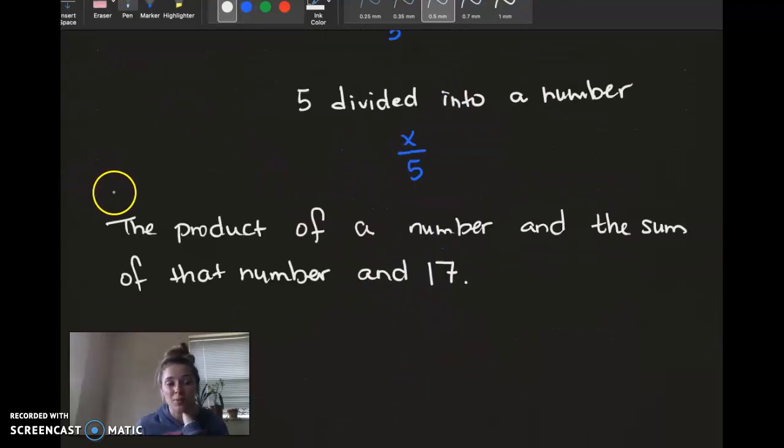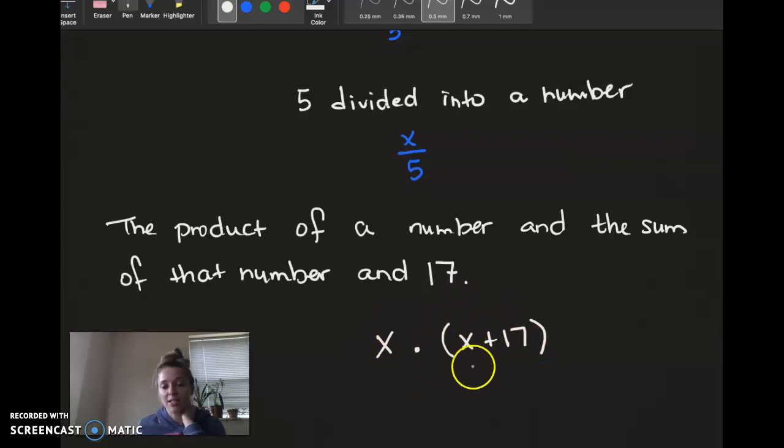Sometimes it's a little more complicated, like the product of a number and the sum of that number and 17. Product means we're multiplying 2 things. So it's the product of a number, which is just x, and the sum of that number and 17. Since it says sum, that means we're adding. So we'd be multiplying x times x plus 17.